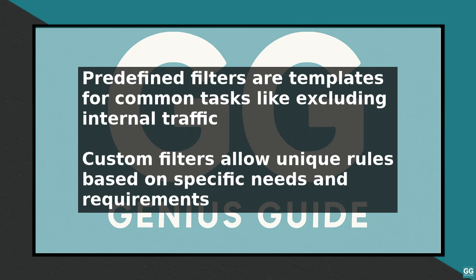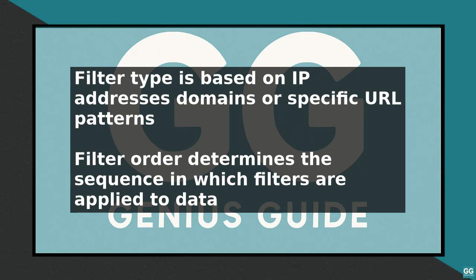To create a filter, you need to specify the filter type, which can be based on IP addresses, domains, or specific patterns within your website's URLs. For example, you can create a filter to exclude traffic from your company's IP address, so that your internal traffic does not skew your reports.